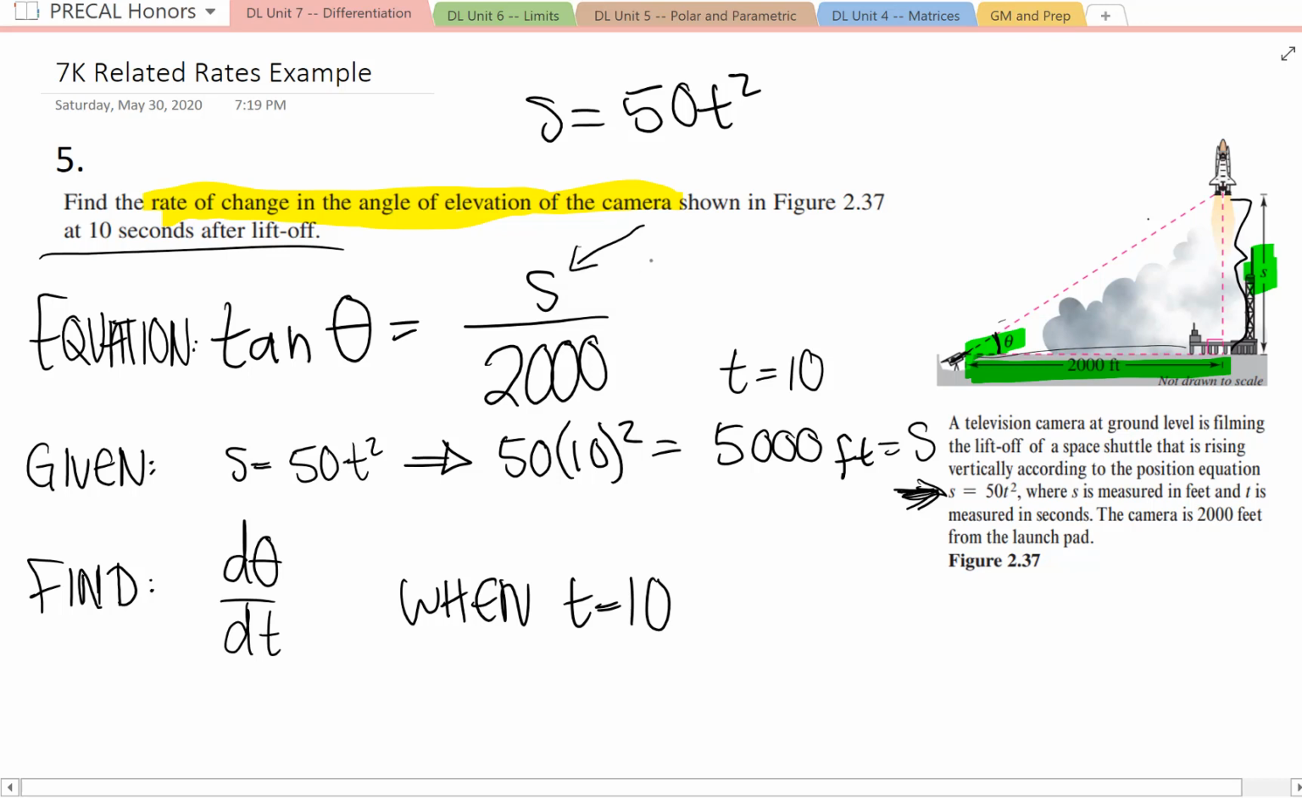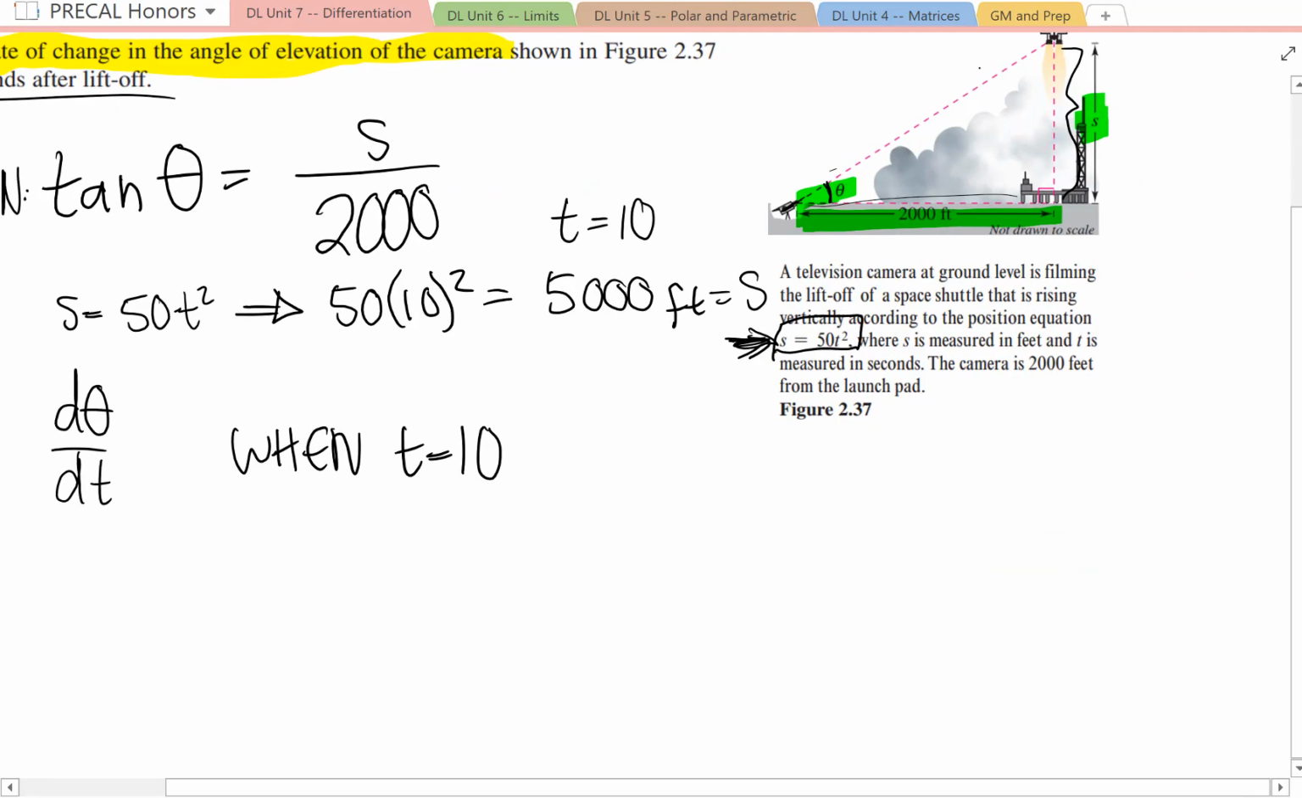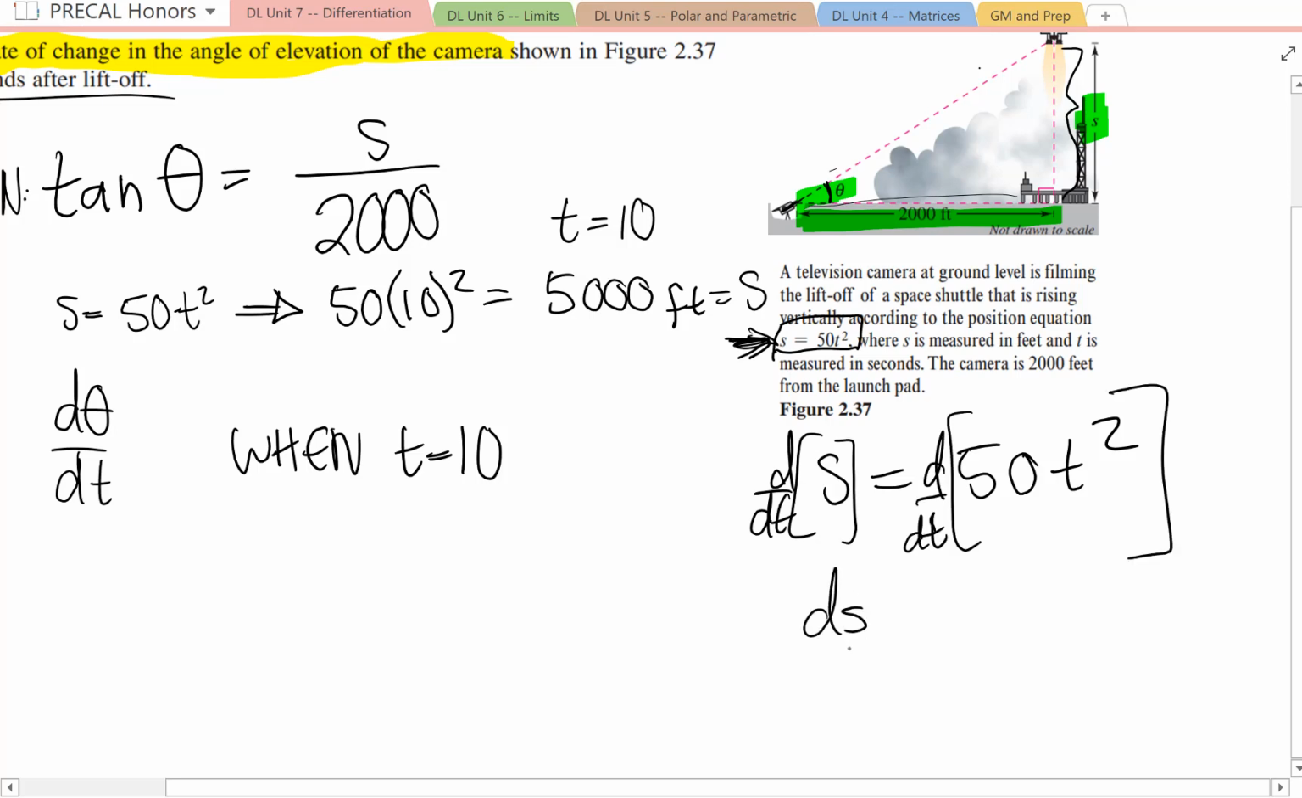But I know that when I derive this, it's going to have a ds dt in it, and I was not given ds dt, but I was given s as a function of t, so can I derive that? Yes, I can. What is the derivative of s with respect to time? Oh my goodness, the variables agree. So ds dt is equal to 100t to the 1. Power rule, done. No chain rule needed.